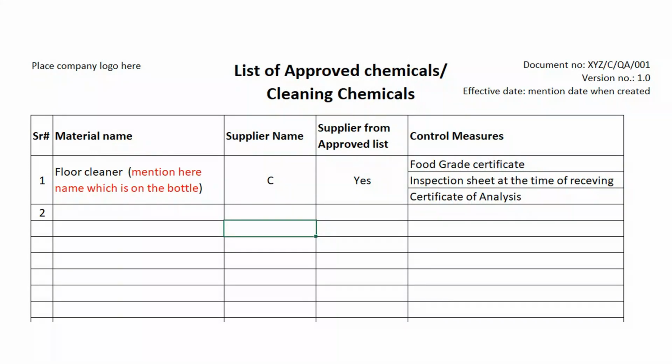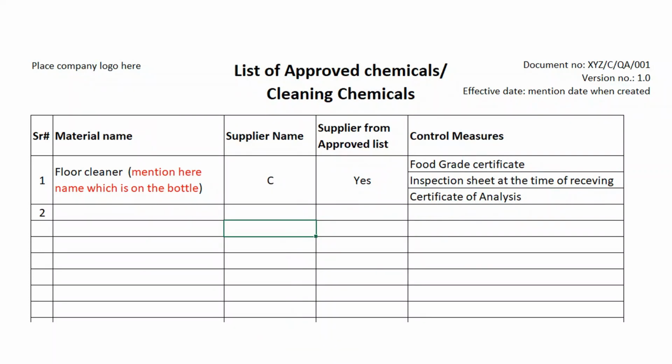Here I specifically mentioned food grade certificate, which is required in the case of cleaning chemicals, lubricants, and any chemical that you're using inside your facility. And the third is certificate of analysis. So by this we are completing the approved chemical list.